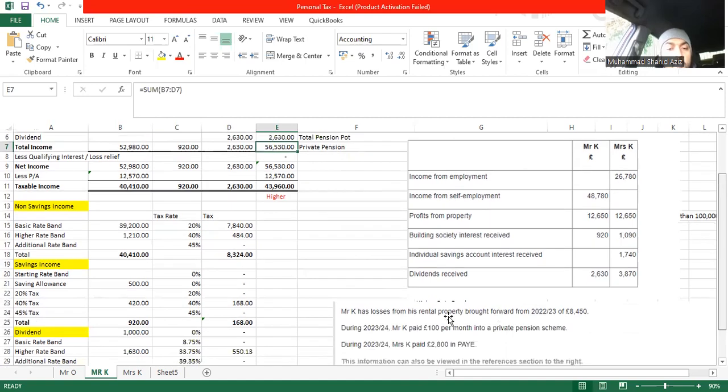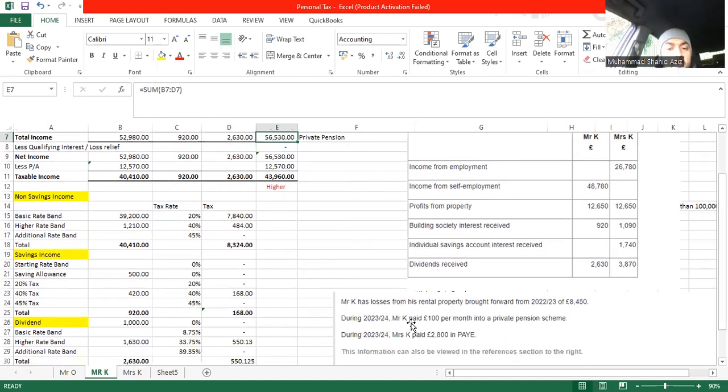Okay, there is one more note here. Mr. K paid £100 per month into a pension scheme during the year. We know that if there is a contribution into a pension scheme, it has two effects. One effect is we need to gross it up. The second is we need to increase the basic rate band. And we need to check our adjusted net income.